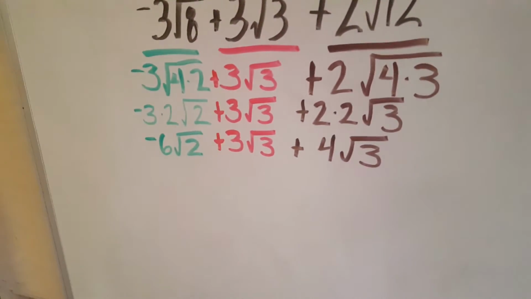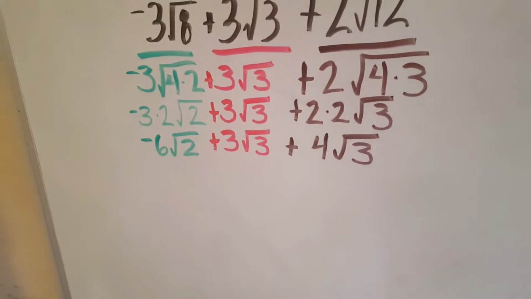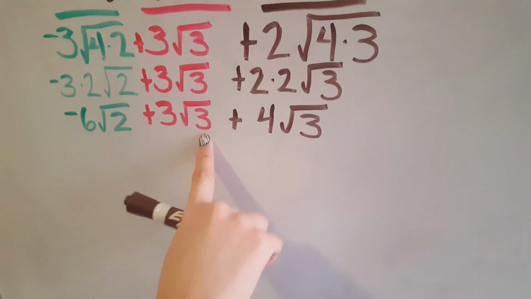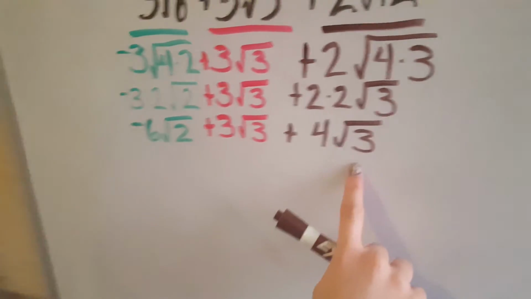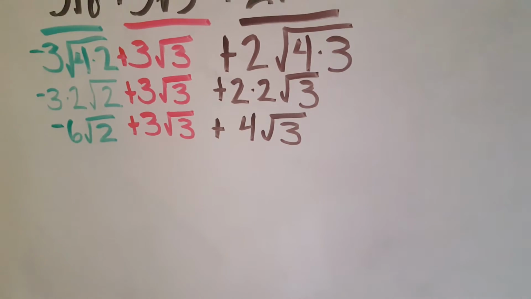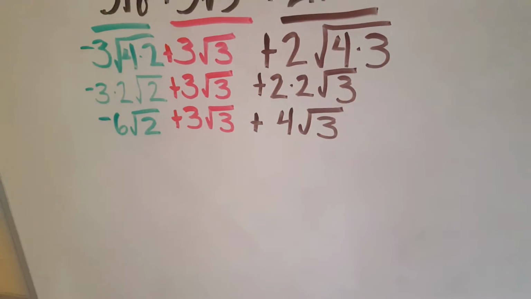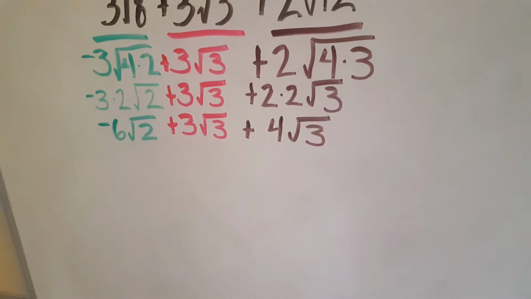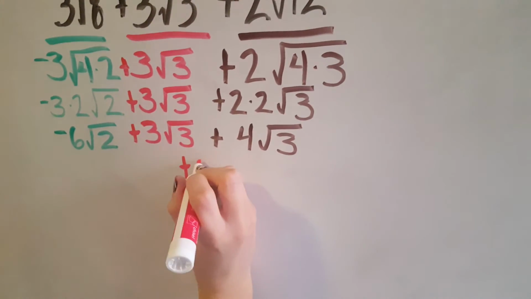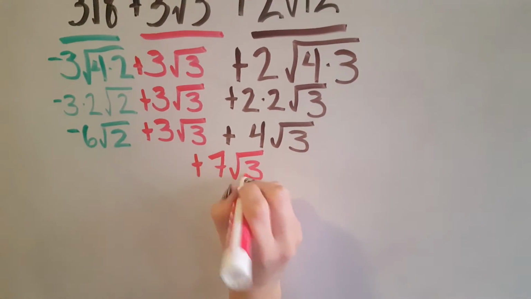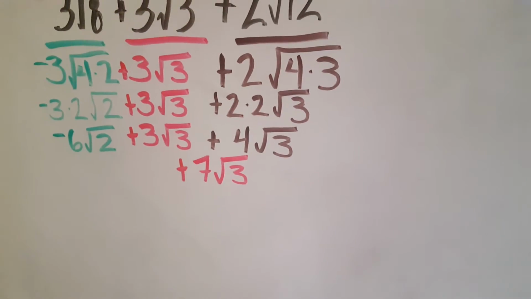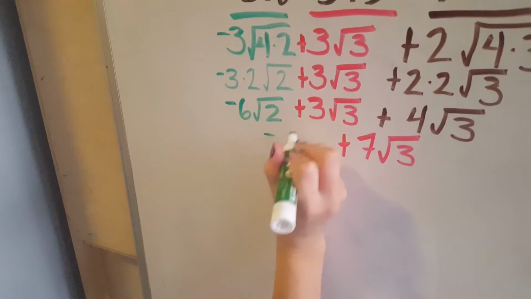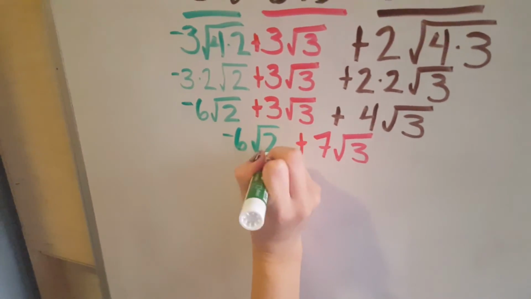So now we're at the part where we have to combine like terms. The only way you can combine like terms is if the numbers under the square root are the same. Luckily, we have square root of 3 here and square root of 3 here, so we're going to combine these two. I'm going to make this 2 red because they're going to be combined as 1. So 3 plus 4 equals 7, so plus 7 square root of 3. And since we can't combine with the square root of 2, we just drop it down. So it's going to be negative 6 square root of 2.